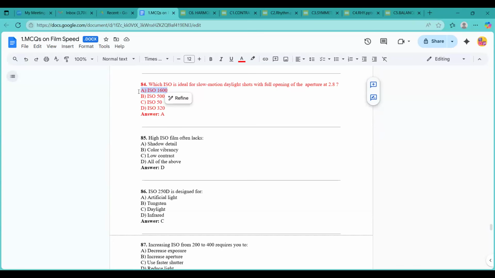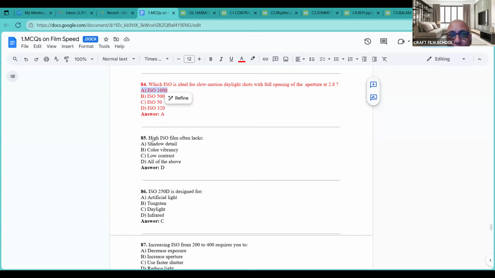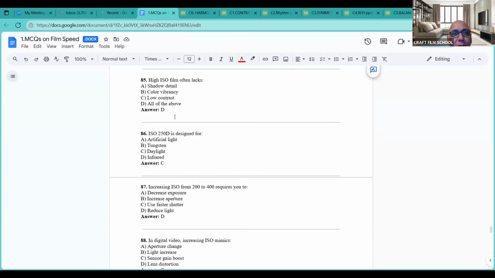I will go for the highest ASA so that I can compensate by gaining through my high speed film. Are you able to understand? Is it clear to everybody? So that was not the correct answer. Answer A is correct. Okay.